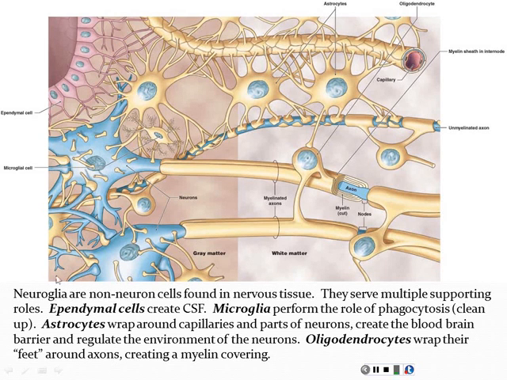All right. So up here in pink, these are ependymal cells. Ependymal cells create cerebrospinal fluid, otherwise called CSF. And when we go to talk about the brain and the spinal cord, we'll talk more about what CSF is and why it's important. But for now, ependymal cells create that cerebrospinal fluid. So they're modified epithelial cells that secrete this substance.